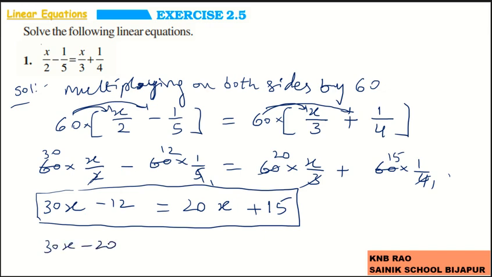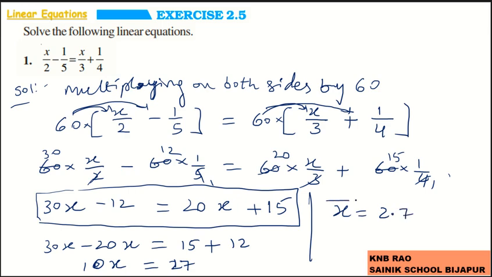So, 30x minus 20x, all variable terms I took one side, 15 plus 12, this minus 12 if it comes this side it becomes an addend. So, 30x minus 20x is 10x equals 27. It implies x equals 2.7. Why? Because this 10 is multiplying, if it comes this side it divides, 27 by 10 is 2.7. It is the solution.